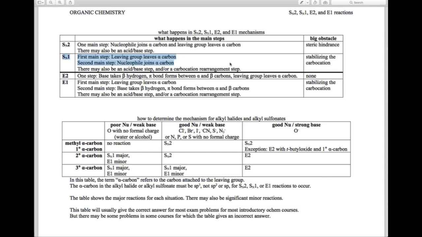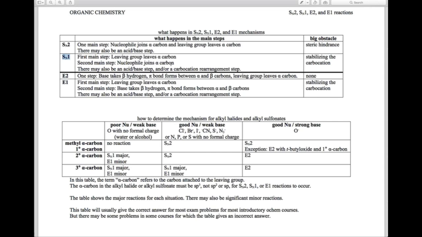It's more complicated than that because remember I mentioned that there's 2 main steps in an SN1 reaction, but there may also be an acid-base step. And in fact, there usually is an acid-base step for an SN1. Most SN1 reactions involve an acid-base step. So we're not done yet. Now we need to learn how to add an acid-base step to the overall SN1 mechanism.